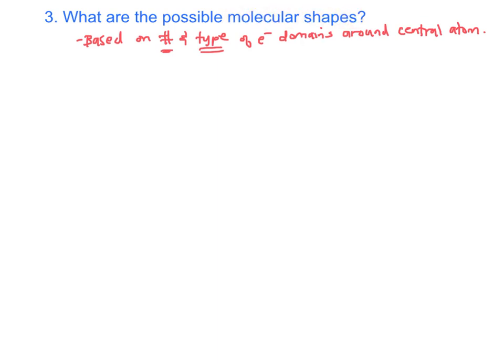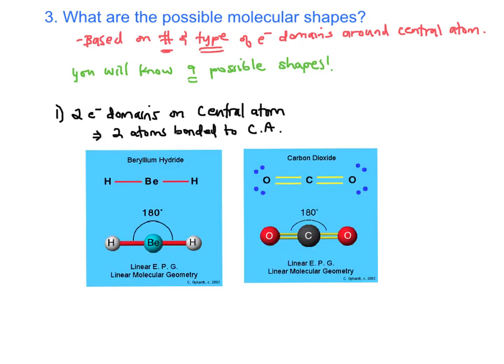Now you should fill out the paper that I gave you, the molecular geometry table, as you go along, because that will serve as your notes for these possible molecular shapes. I would also like to note that there are a lot of different molecular shapes that I am not making you know. I am making you know 9 possible shapes. So let's go ahead and start with a molecule that would have a central atom with 2 electron domains surrounding it.